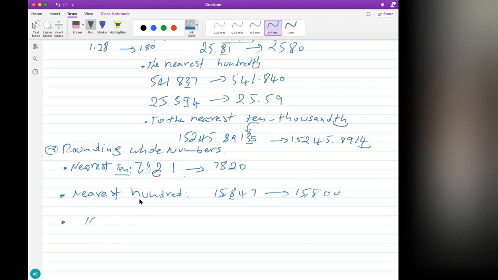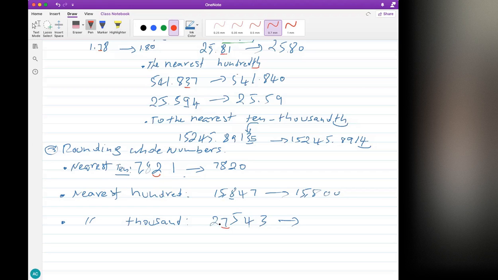Okay, so one more. This time, let's do the nearest thousand. All right, this whole number, what is it rounded to the nearest 1,000? The 7 is in the 1,000 position, right? Yes. That's the first step. Ones, tens, hundreds, thousands.